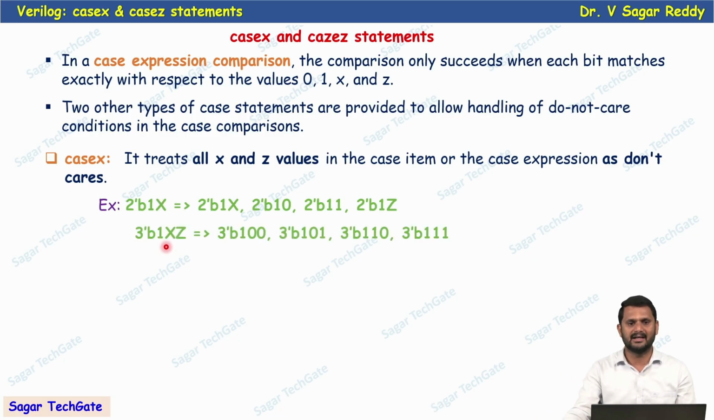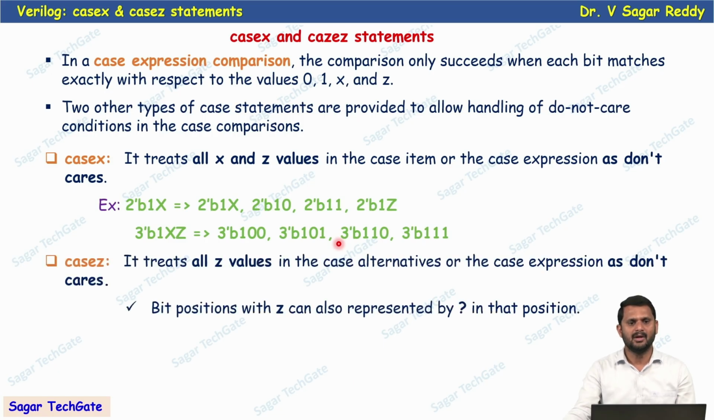Now here 3'b1xz. In this case, both x and z values are considered a don't care. So if my case expression is 1xz, that may be equal to 100, 101, 110 or 111, anything. So all are the same. For example, this is my expression, and any combination of these four is considered a matching case item. Clear?